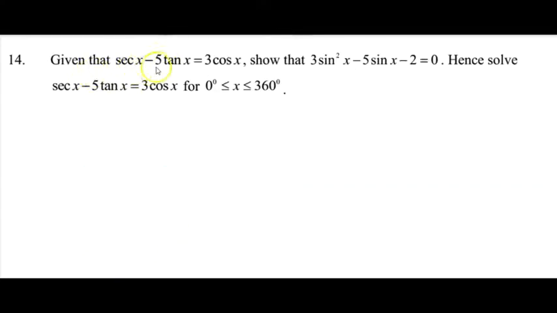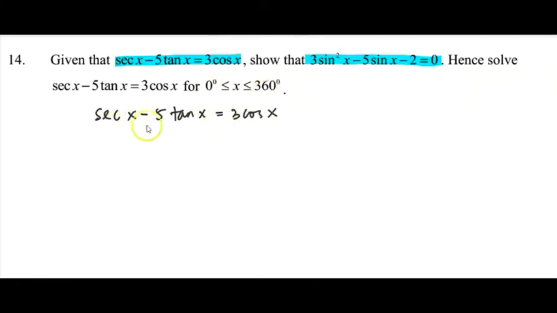Given that secant x minus 5 tangent x equals 3 cos x, we need to show this equation into this quadratic equation, and hence solve this equation. If this is equivalent to this quadratic equation, it means that solving the quadratic equation is the same as solving secant minus 5 tangent equals 3 cos. The x mustn't exceed the range 0 to 360 degrees. Starting from this equation, you can see that it does not contain any sign.